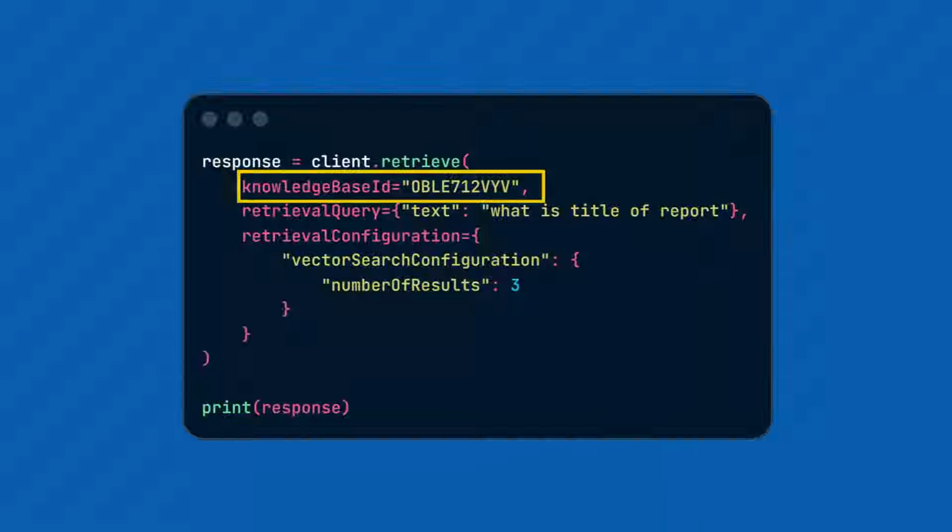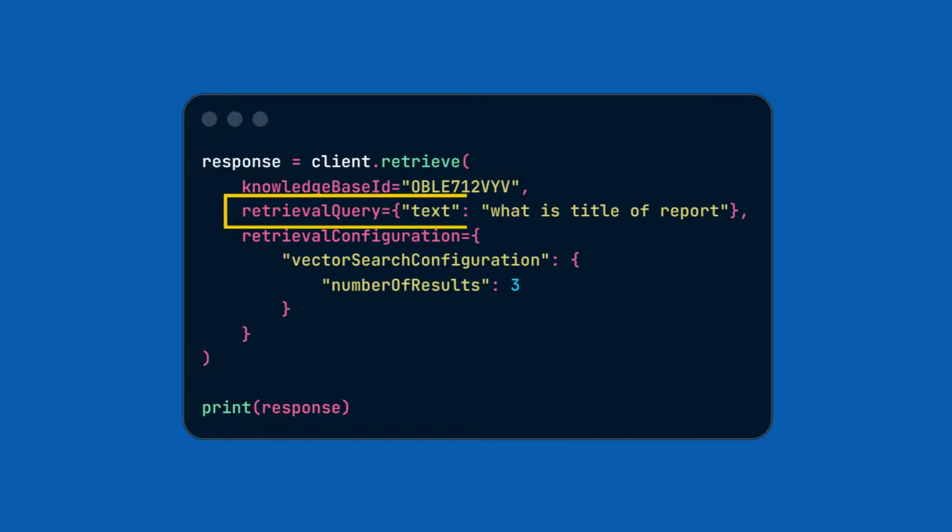Now in your code, you can simply add this knowledge base ID inside the configuration. By including this ID, you are linking your Python client directly to the knowledge base you created earlier. That means when you run a retrieve query, the system will pull information from that specific knowledge base rather than searching something else. Retrieval query text is the actual question we are asking. In this case, we want to know the title of the report.